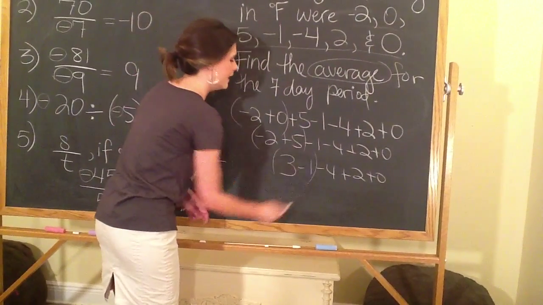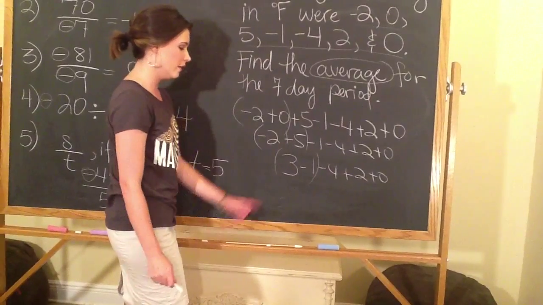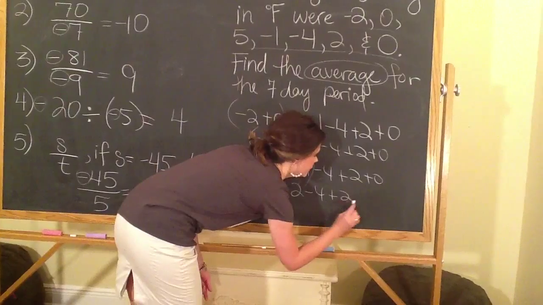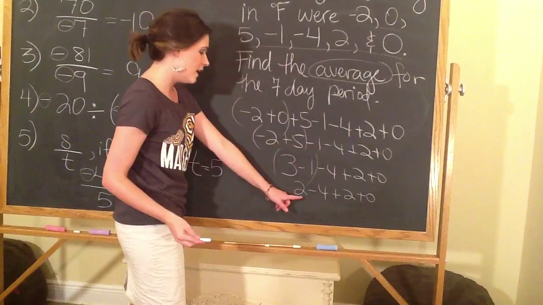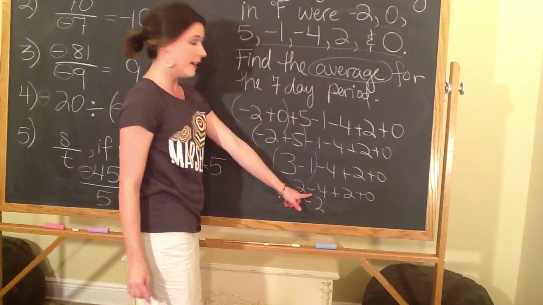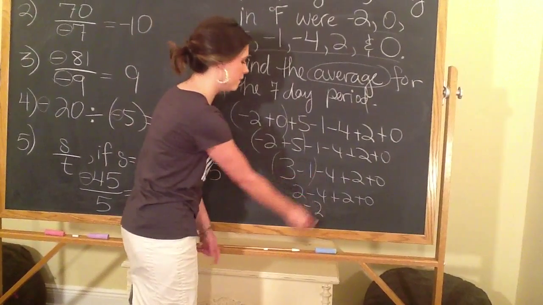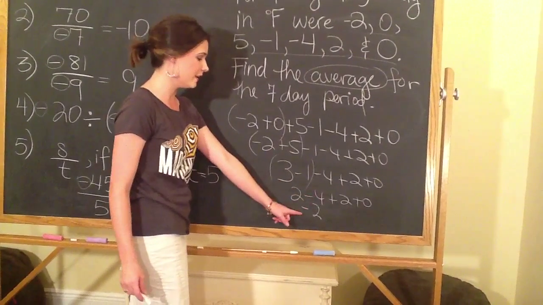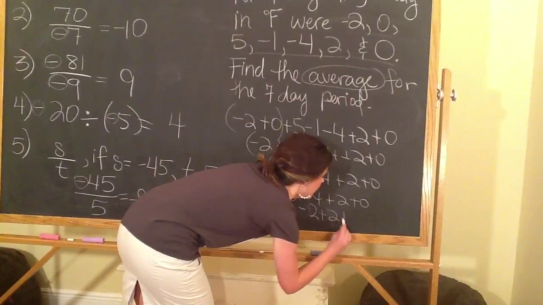Now let's combine 3 and -1. So 3 minus 1 gives us 2, then minus 4 plus 2 plus 0. Then 2 minus 4 is going to give us a -2, a negative because the absolute value of -4 is bigger than the absolute value of 2, so we take the negative sign. Then plus 2 plus 0.